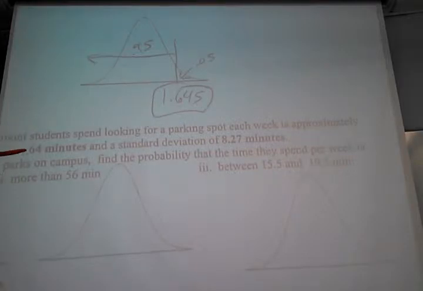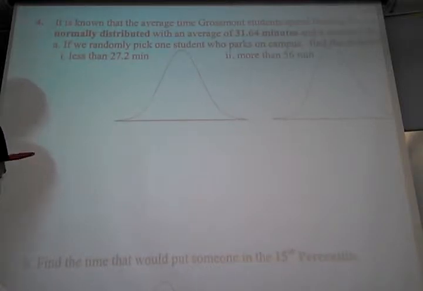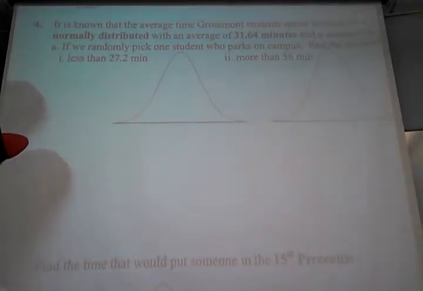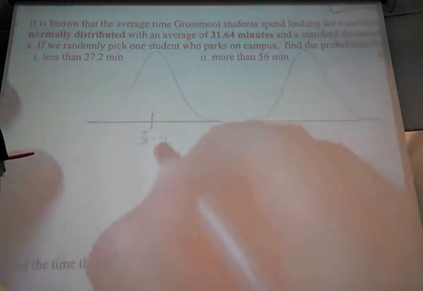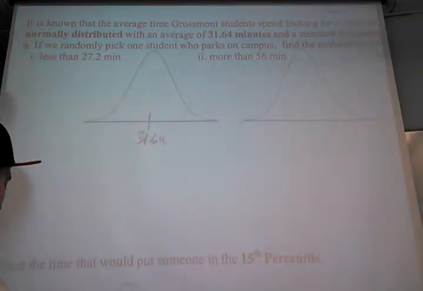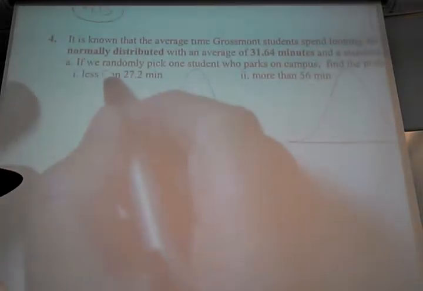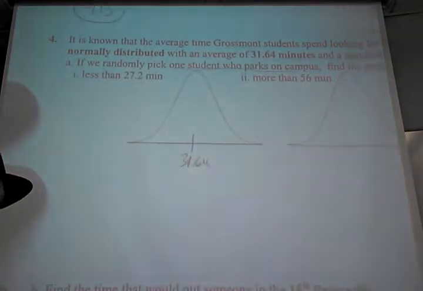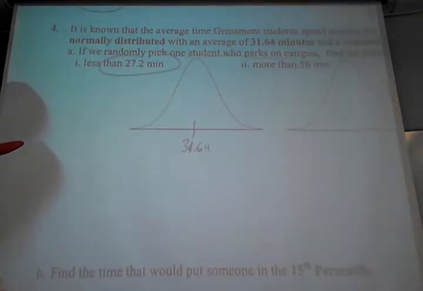They give me a mean. What's the mean? 31.64. I like it. And the standard deviation? 8.27. Cool. So what's the probability? If we pick one student who parks on campus, find the probability that the time they spend per week is less than 27.2 minutes. So where's 27.2 minutes? Good. And I want less than that.